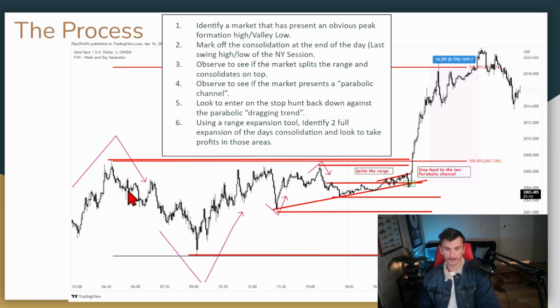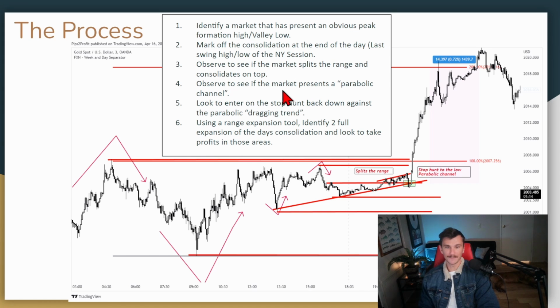So now we have our peak formation high, valley low, peak formation high, valley low, end of day consolidation right here and right here. And then everything on the inside of that is on the inside. Observe to see if the market splits the range and consolidates on top. They split the range. They broke out now of a smaller structure within the smaller structure within the larger structure, okay? And I know that might sound a little confusing, but just follow along.